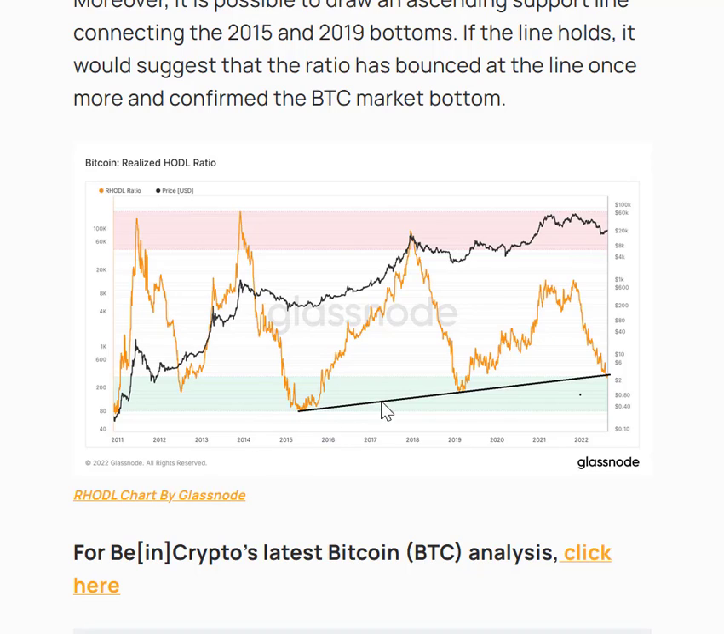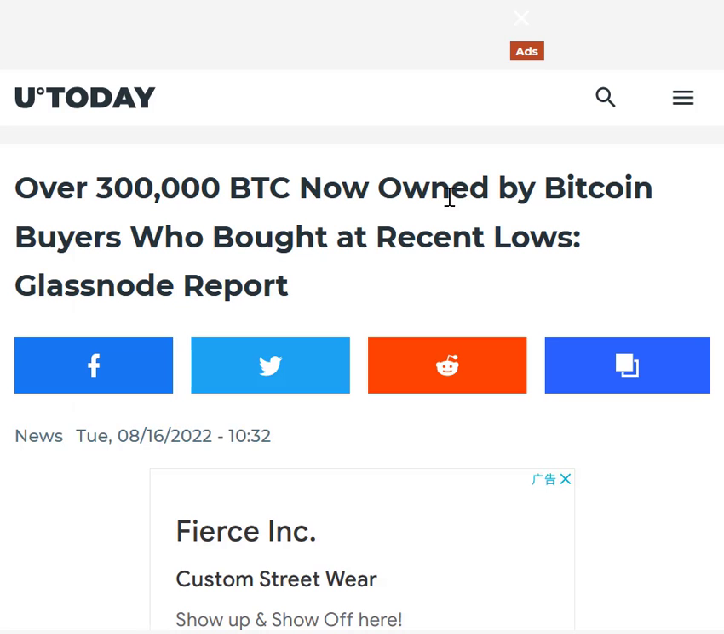Moreover, it is possible to draw an ascending line connecting the 2015 bottom and the 2019 bottom. If this line holds, it would suggest that the ratio has bounced at the line once more and confirmed the bottom in BTC. Now, let's keep talking about BTC. 300,000 BTC are now owned by people who bought at recent lows.